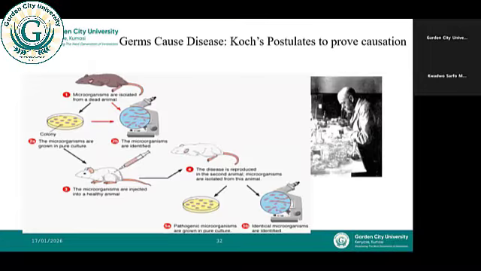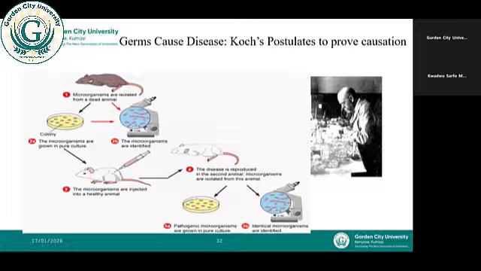So this experiment Robert Koch performed proved that disease is caused by microorganisms or germs. At that time, people were having pneumonia. So he took a sample from those who had been infected and injected it into a mouse. The mouse died.